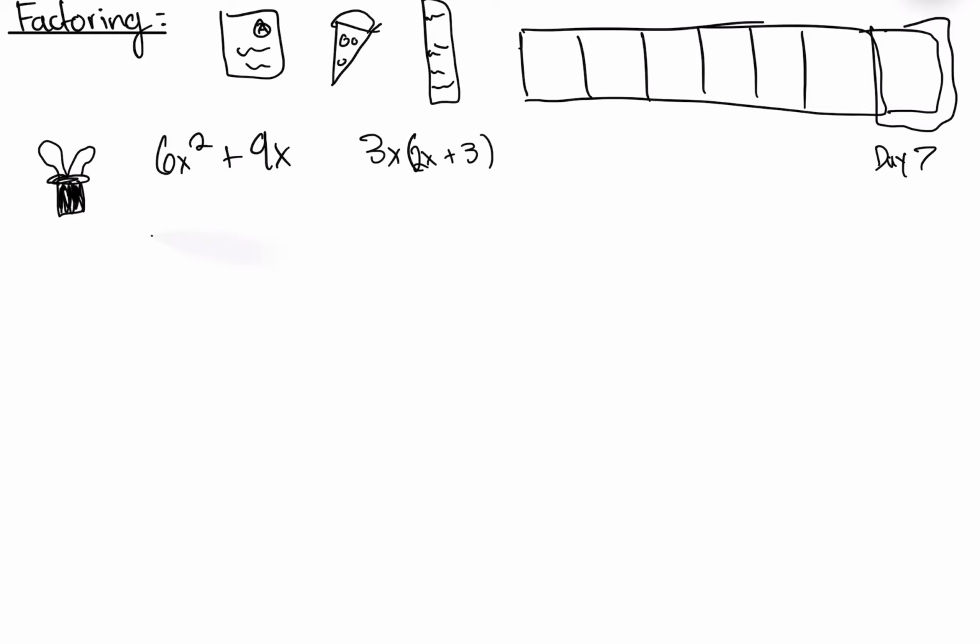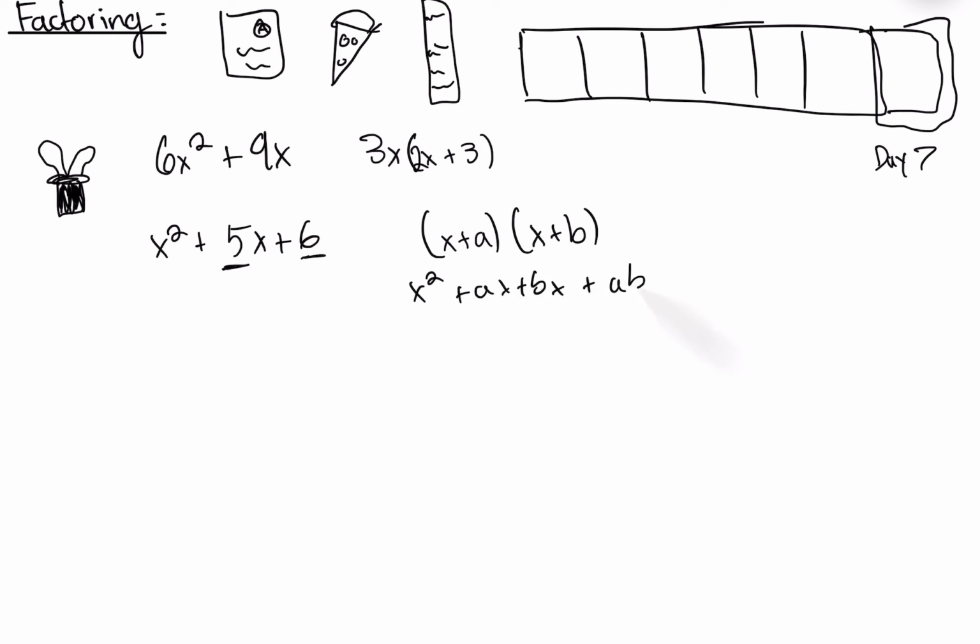Trinomials. Say we have x squared plus 5x plus 6. What we're going to do here is find two numbers that multiply to 6, but add together to get 5. Why, you might ask? Well, let's take a look. A very common factored form is (x plus a) times (x plus b). If we FOIL this out, we get x squared plus ax plus bx plus ab, or x squared plus (a plus b)x plus ab.